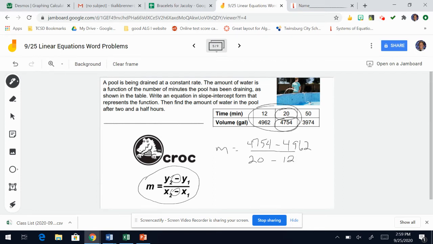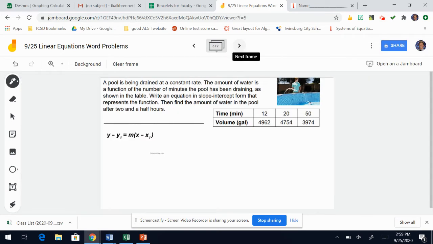So if you notice, when you do the math, you are going to get a negative number, and that makes sense because what's the pool doing? It's draining, right? So when I simplify that, it turns into negative 26. Negative 26 gallons per minute, right? So we're losing 26 gallons of water every minute that we do it. This is important because it's going to be my what? My constant rate of change.